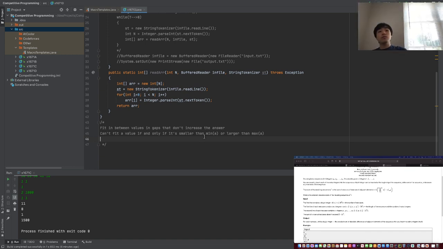So how do we handle those types of values? What if we have multiple values like that?